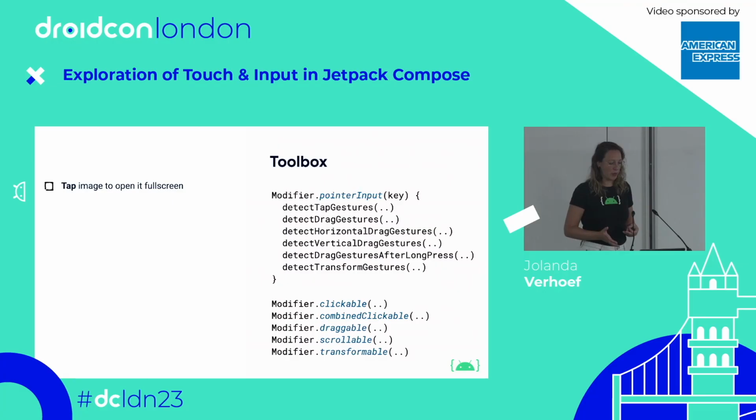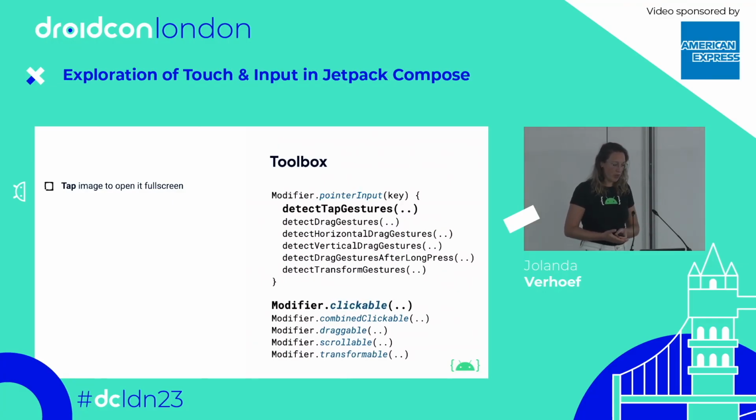So for the first requirement, we want to tap the image to open it full screen. Quite a common scenario, right? We can choose between the detect tap gestures recognizer or the clickable modifier. Both will do the trick, but as we discussed before, the clickable modifier will actually add some extra functionality. So let's go with that. And let's go and implement our code.